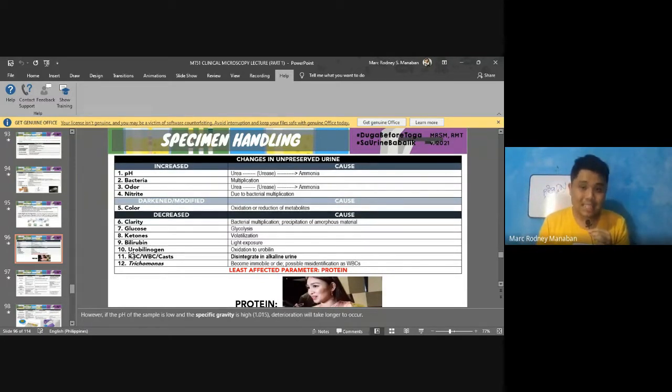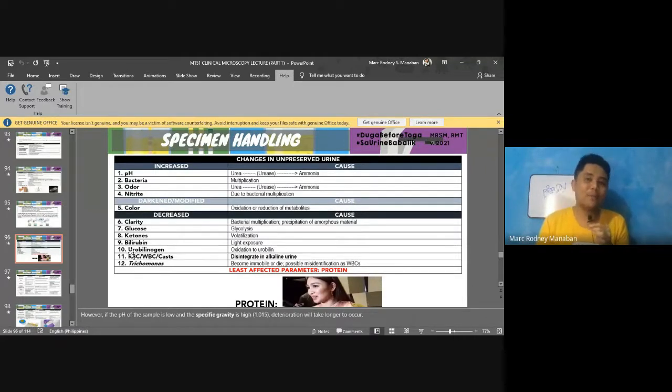RBCs, WBCs, and casts, disintegration because of alkalinity in the long run. With prolonged standing, the urine becomes alkaline, and the RBCs, WBCs, and casts disintegrate. Alright? And lastly, trichomonas, of course, loss of motility and death. Remember that trichomonas has no cysts, it is only a trophozoite, right? And as I mentioned in parasitology, trophozoites are very sensitive. So it will die after a while.